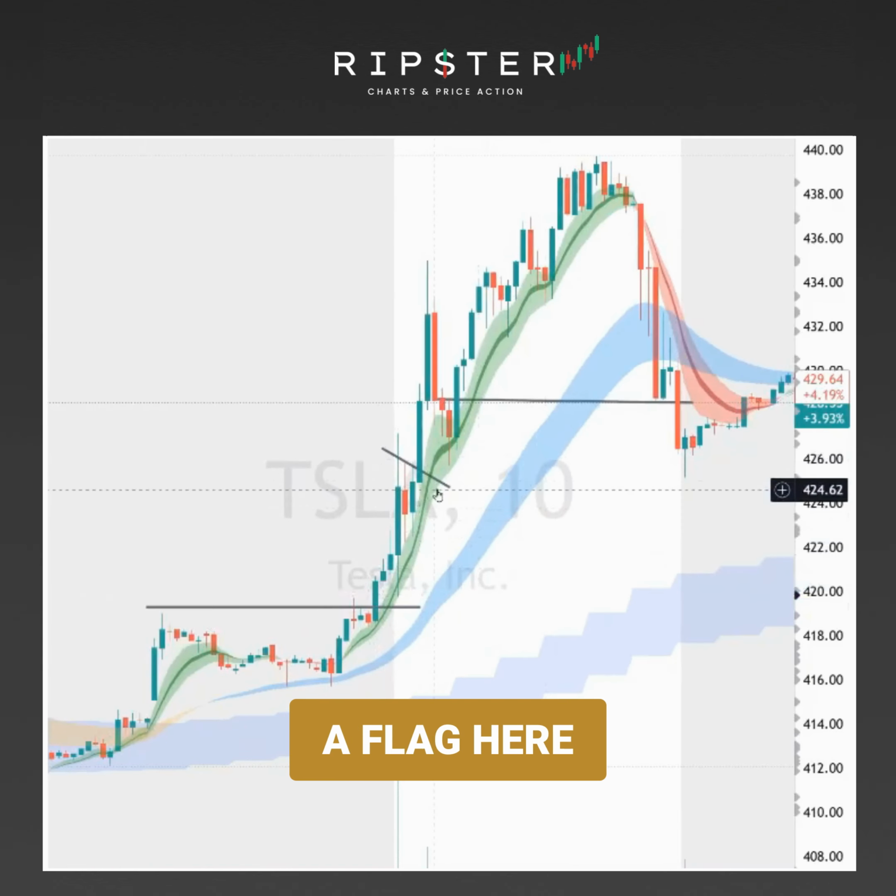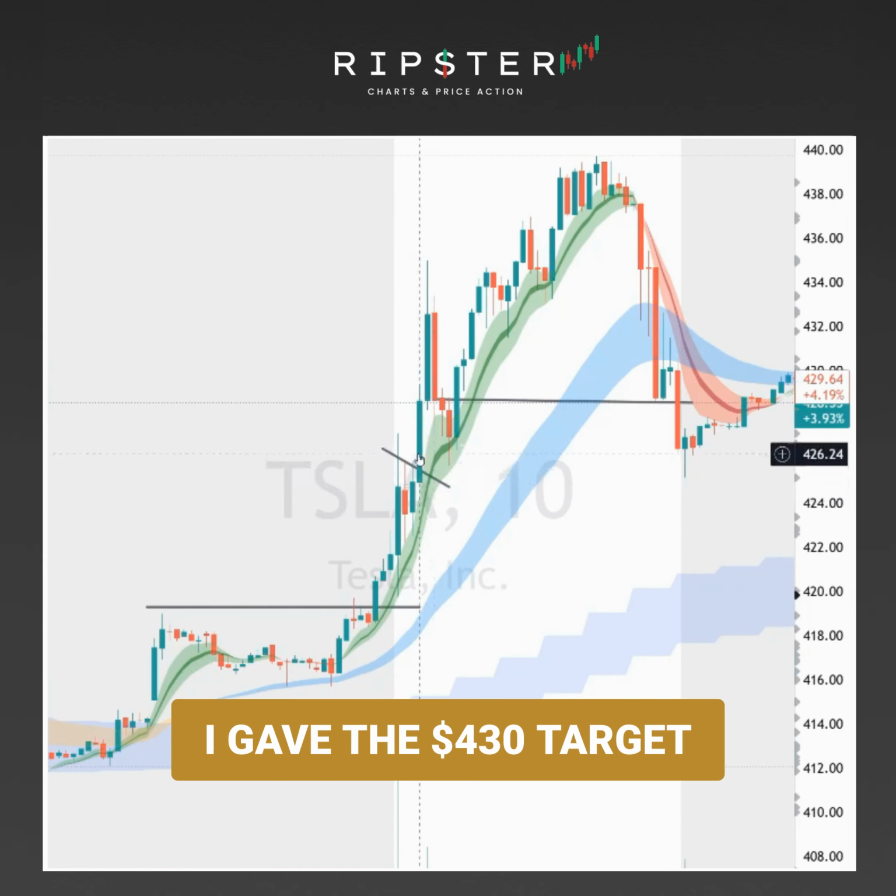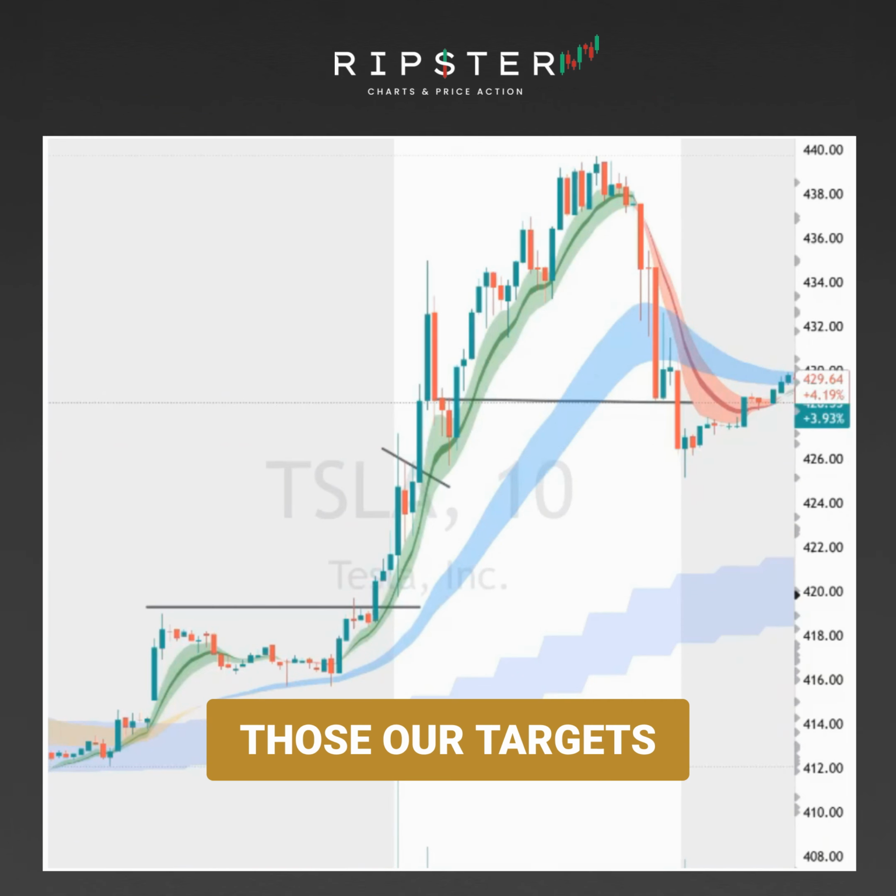We longed it and then we got a flag here. Told everybody to long it. Once we broke the flag, I gave the 430 target, 435 target. Those targets are met.